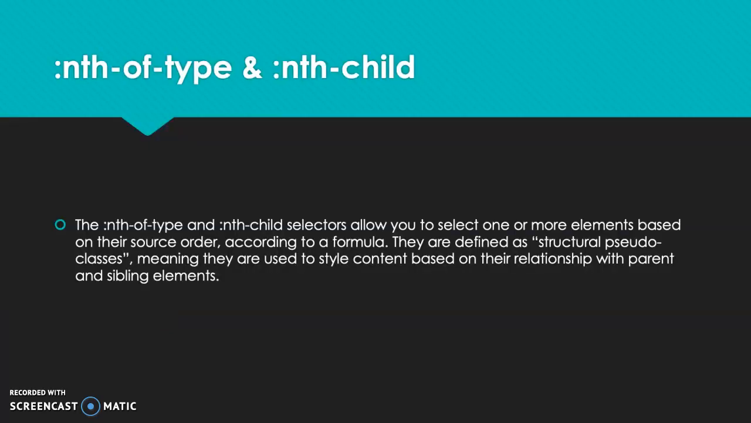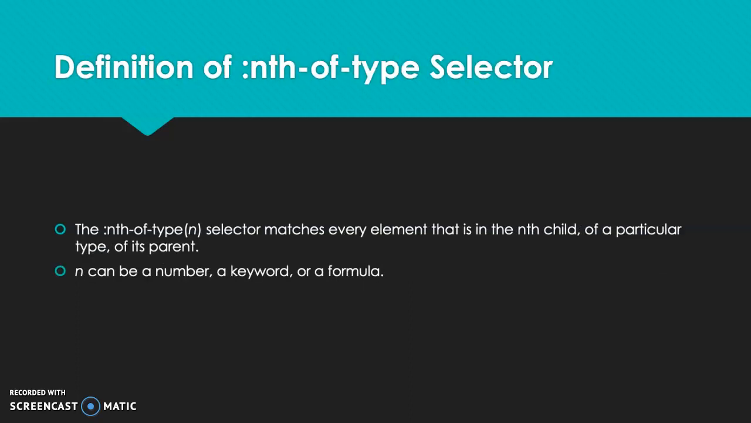The nth-of-type and nth-child selectors allow you to select one or more elements based on their source order according to a formula. They are defined as structural pseudo classes, meaning they are used to style content based on their relationship with parent and sibling elements. The nth-of-type(n) selector matches every element that is the nth child of a particular type of its parent. N can be a number, a keyword, or a formula.